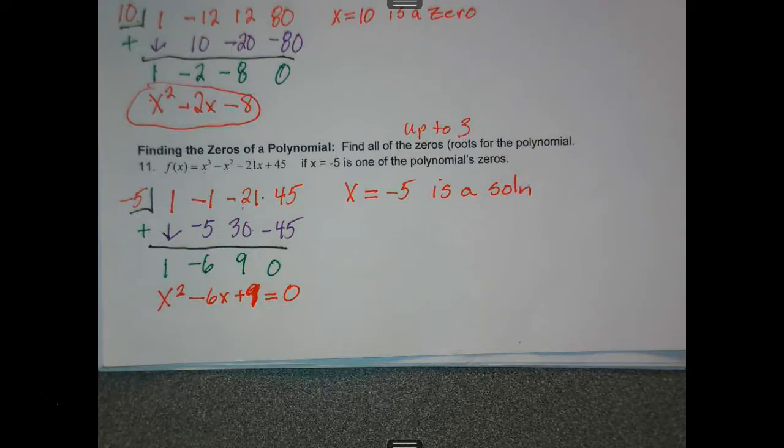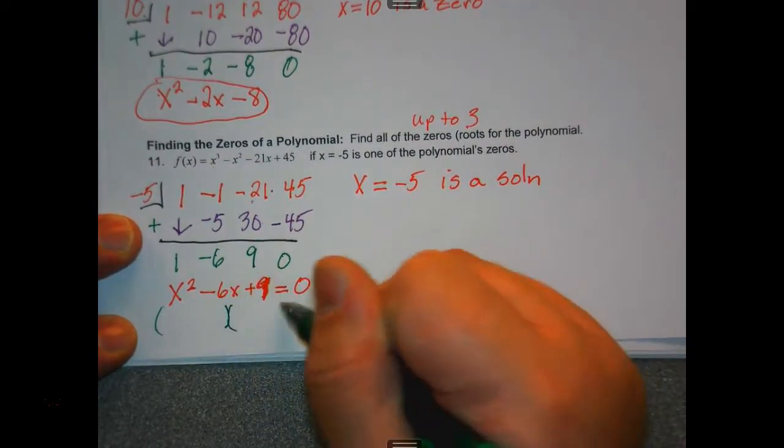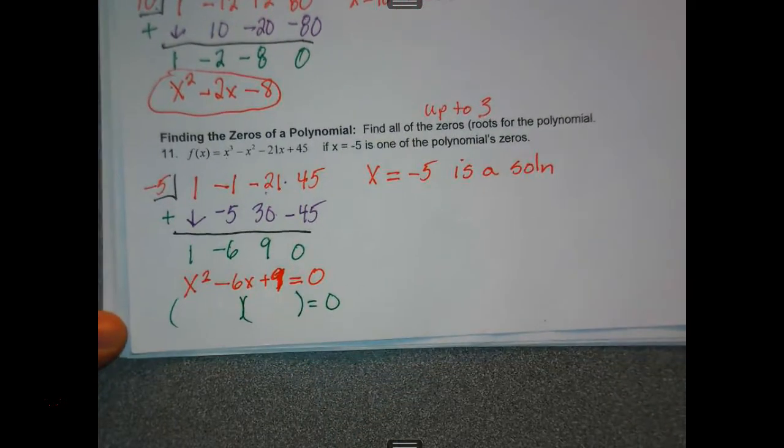We've got to find 2 more roots. Should I use synthetic division again? I would agree with Patrick. No, we could, but we'd have to try every single number in the universe except -5. We've got to find our zeros. How do we find zeros of a quadratic? What's the easiest way? We have a coefficient of 1 for x squared, so factoring is going to be the easiest, right?